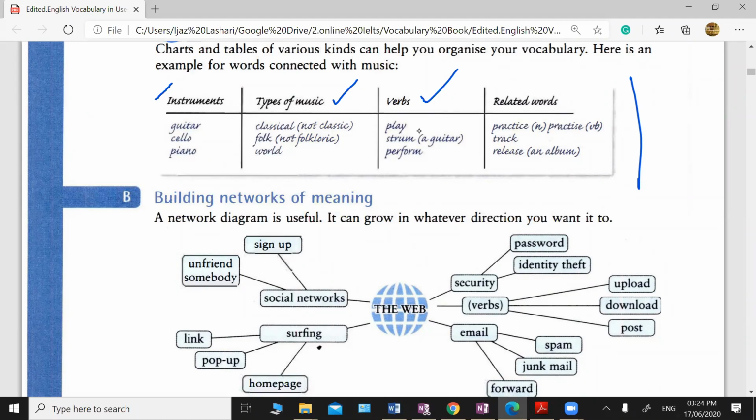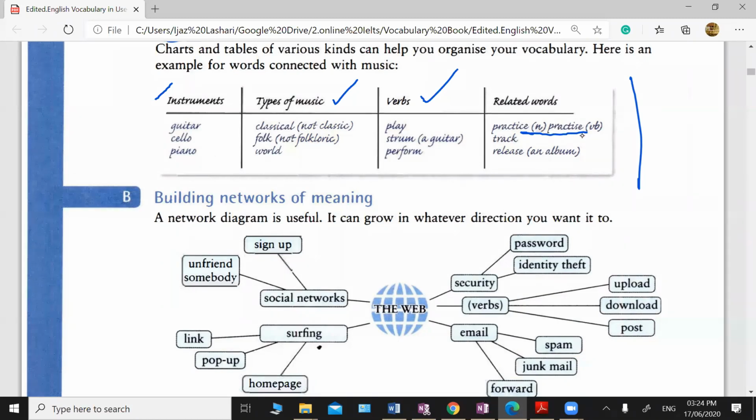Now the next one is related words. Some other words, for example, practice with this C, that is a noun. But when practice comes with S, that's a verb. Mostly people don't differentiate the difference. So please notice this one. Practice with C is used as a noun. And practiced with S is used as a verb.